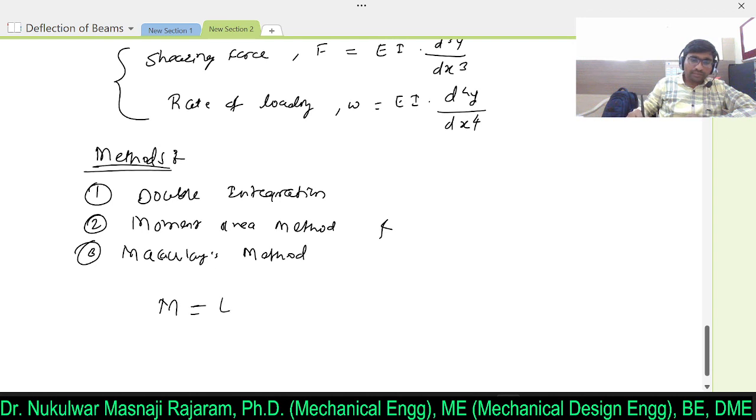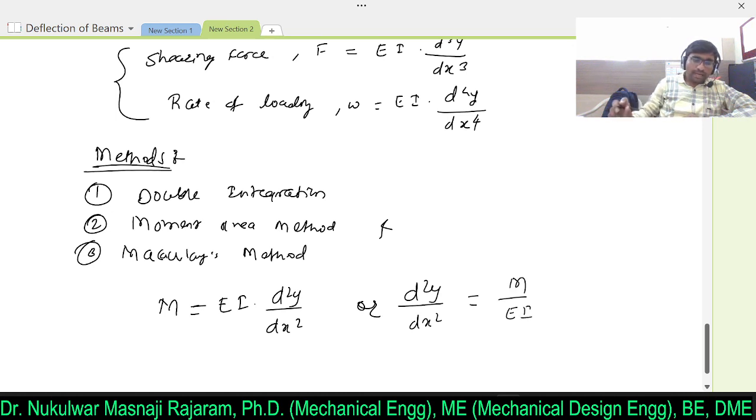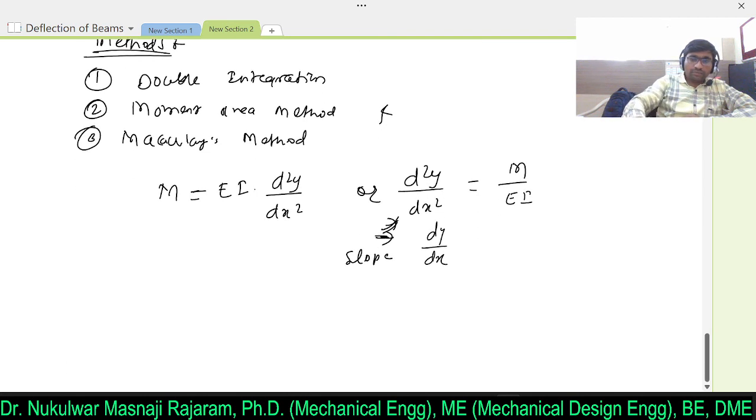Clear? In the double integration method, we will use the same equation that we have derived, that is, bending moment equal to EI into d2y divided by dx square, or d2y divided by dx square equal to M by EI. The first integration of the above equation will give the value of dy divided by dx, and what is this? This is nothing but the slope. And if you take integration again, it will give the equation for y, which is the deflection.